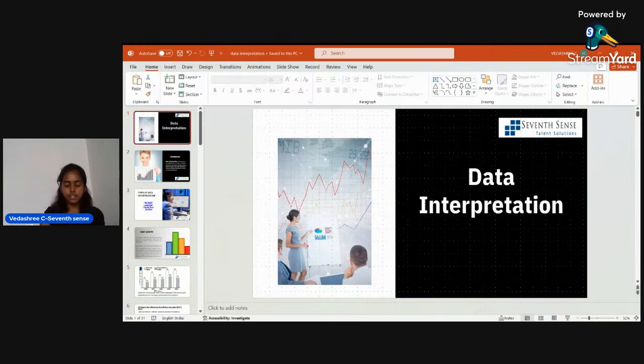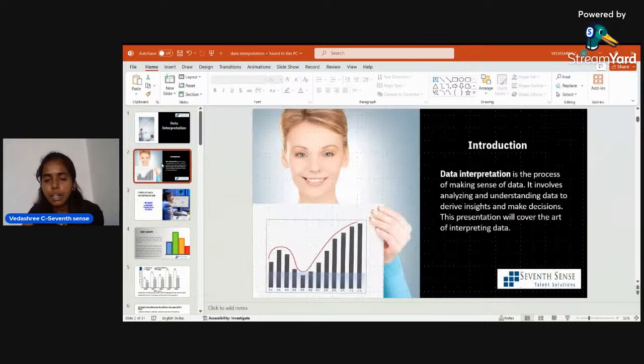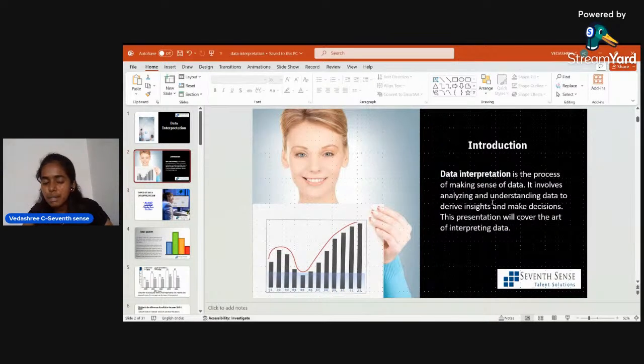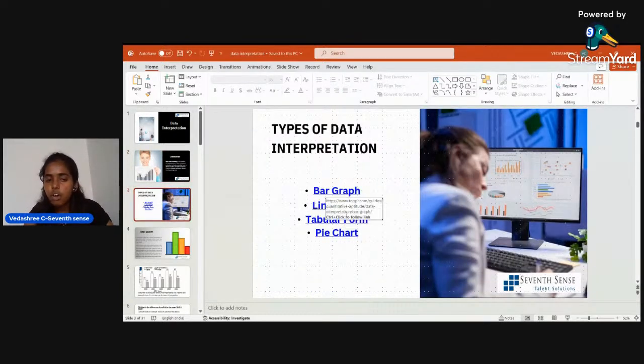Okay, now in this session, the first topic is data interpretation. So what do you mean by data interpretation? Data interpretation is nothing but a process of making sense of data. That means by seeing the bar graph, line chart, tabular form or pie chart, we'll calculate some solutions or some amount of data, making sense of any data by seeing the chart.